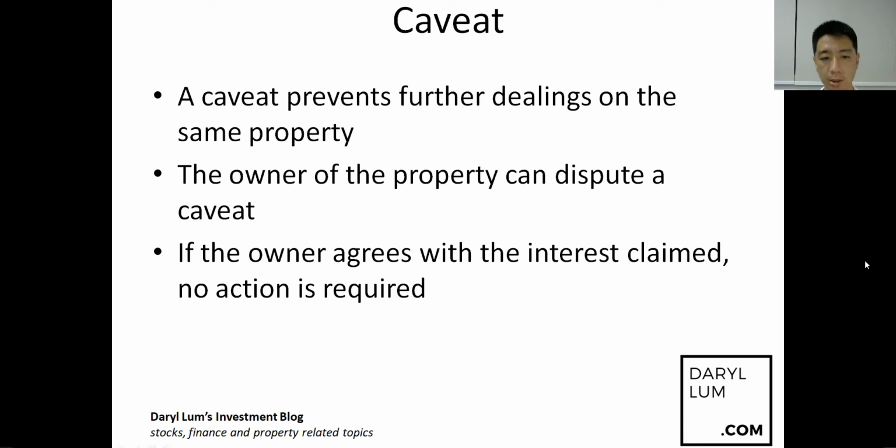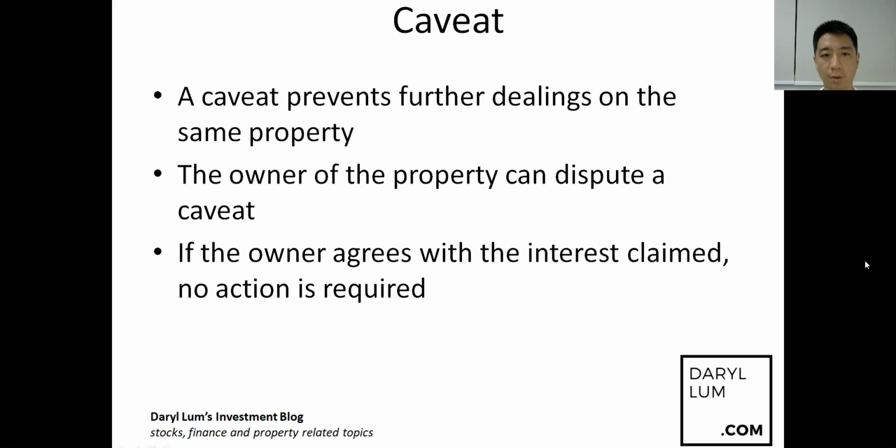If he sees that there is already a caveat lodged by buyer A, then he, being buyer B, will know, hey, you already issued the option. There's a buyer who already paid you a deposit. You cannot take another deposit from me. So the caveat prevents further dealings on the same property.